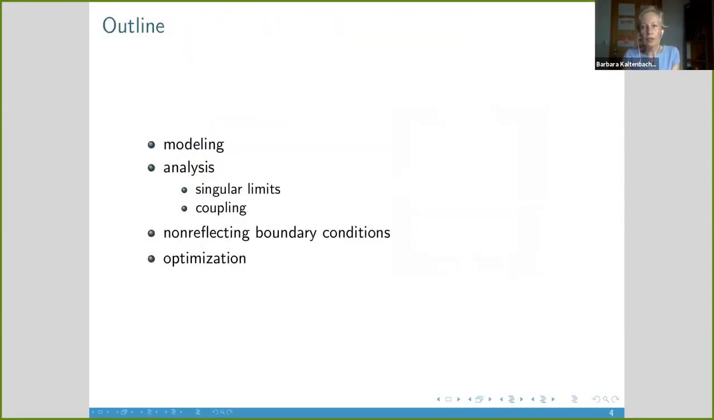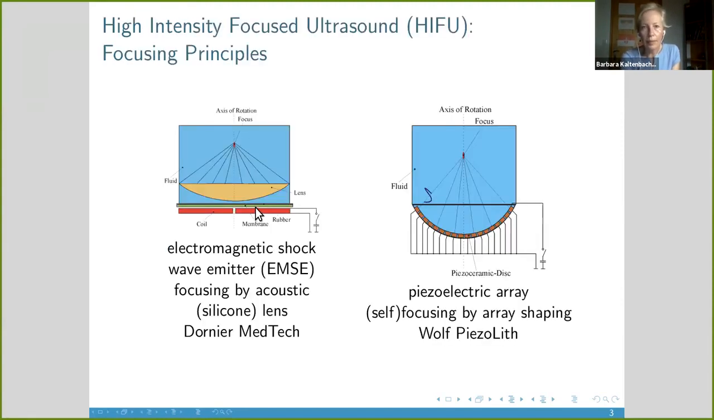So the plan of this talk is to say something, at least a bit, about modeling and about the fundamental models of nonlinear acoustics. Then a bit more about analysis, and I particularly will dwell on singular limits of several kinds, but also a bit on coupling that arises naturally. Let me go back, for instance, between this lens and the surrounding fluid.